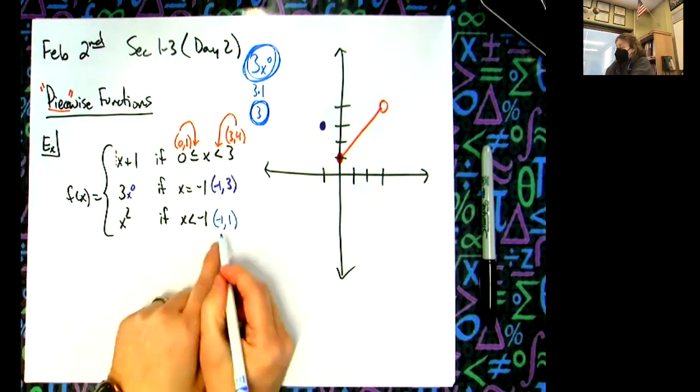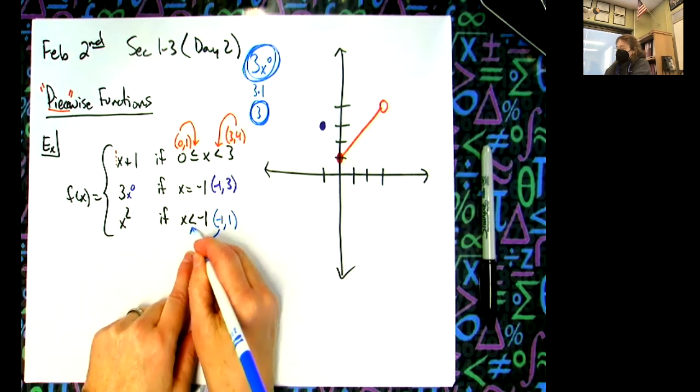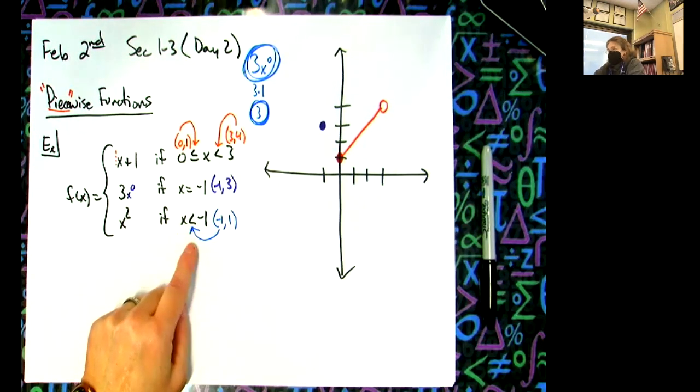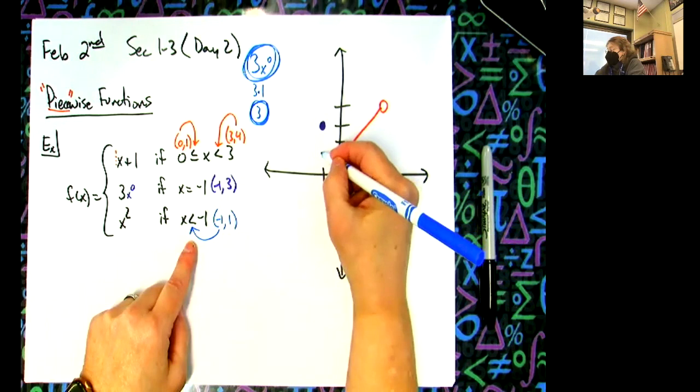So we've got the -1, 1 point generated from here. I'm going to look at the sign that's right there, which is a less than sign. That's going to tell me open dot. So at -1, 1, I'm going to have an open dot.